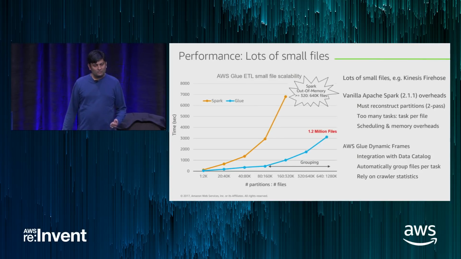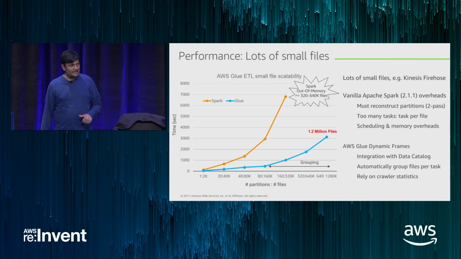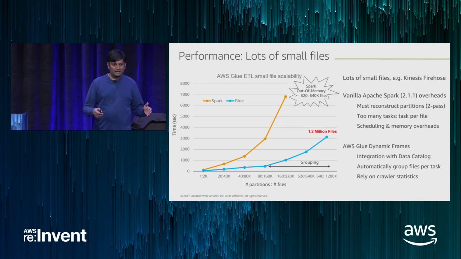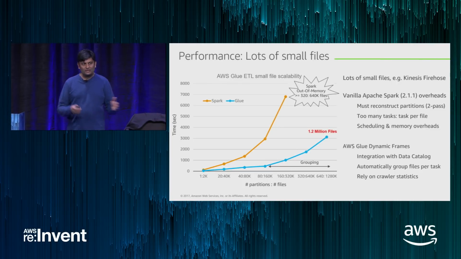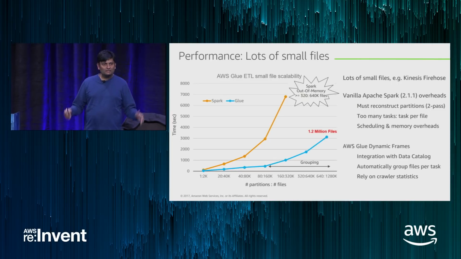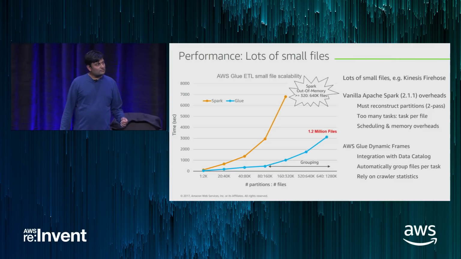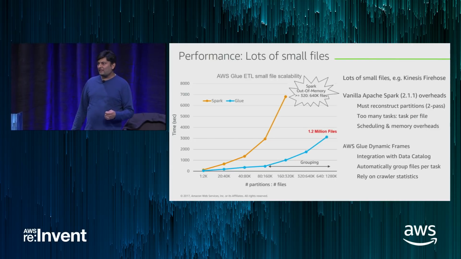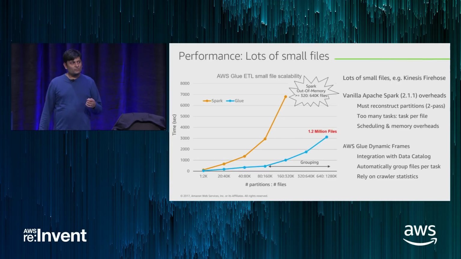Why are we able to do this? One, because we integrate with Data Catalog, and so we have a fairly good idea about all of the partitions and their structure, so we don't actually have to go and scan through and list all the files and create partitions and so on. Another thing that we do is we also have a bunch of statistics about those files, how many there are per partition. And so what we can do is we can actually group those files per task.